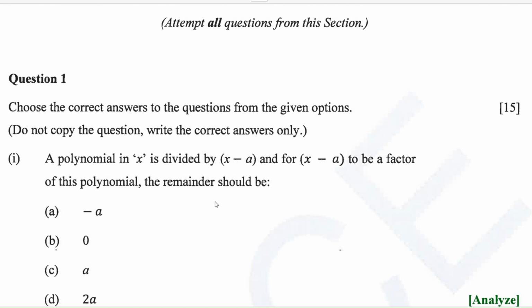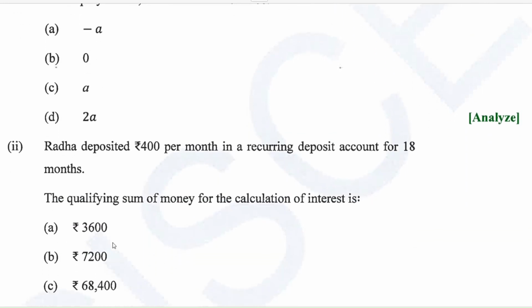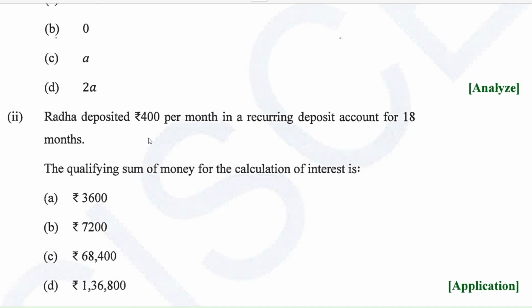Question 1. A polynomial in x is divided by x minus a, and for x minus a to be a factor of this polynomial, the remainder should be. Here x minus a is a factor. Given this is a factor, there will be no remainder. As it is a factor, there will be no remainder, so the remainder is 0.